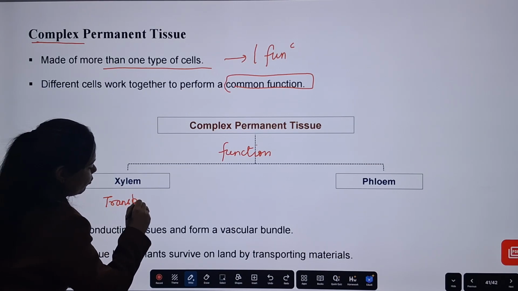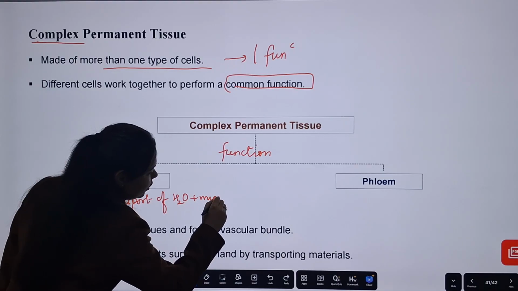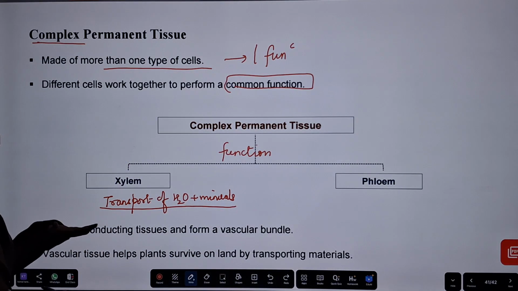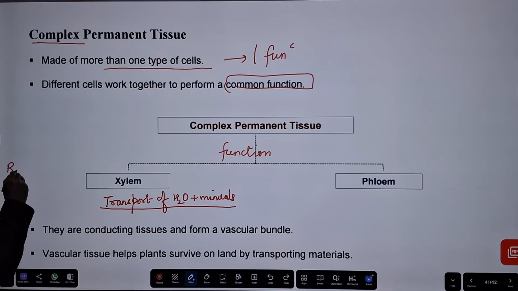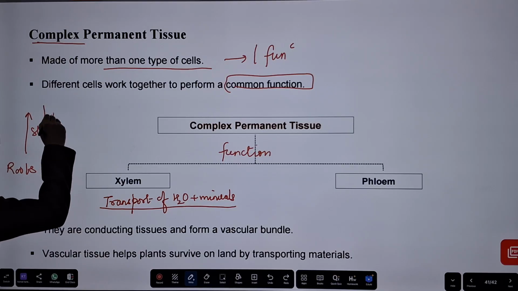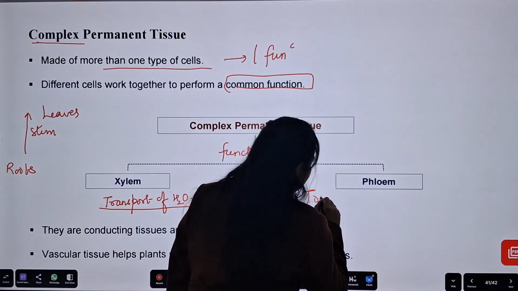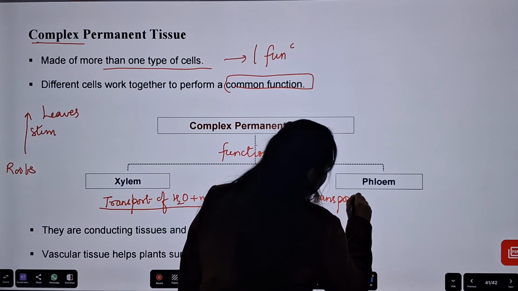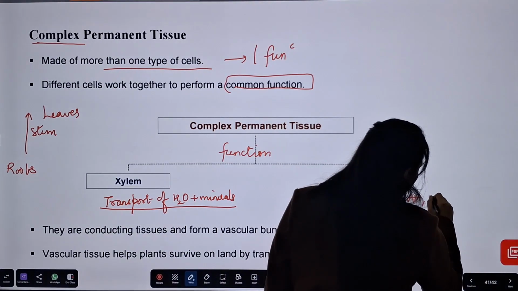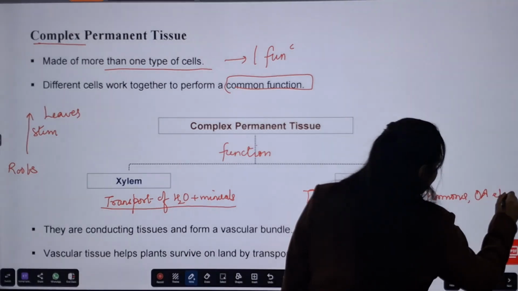Xylem does the transport of water and minerals from roots to the aerial parts of the plant. Unidirectional transport from the roots to the aerial parts, to the stem, leaves, to all aerial parts of the plant. And phloem is responsible for the transport of food, amino acids, hormones, organic acids, etc.